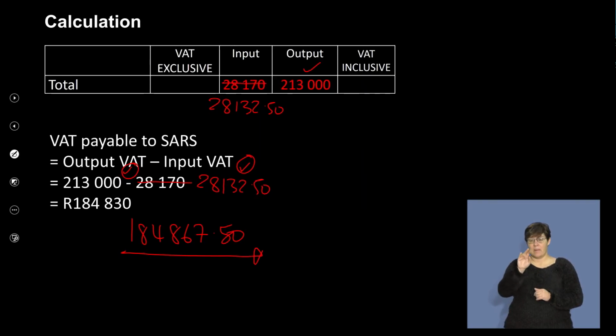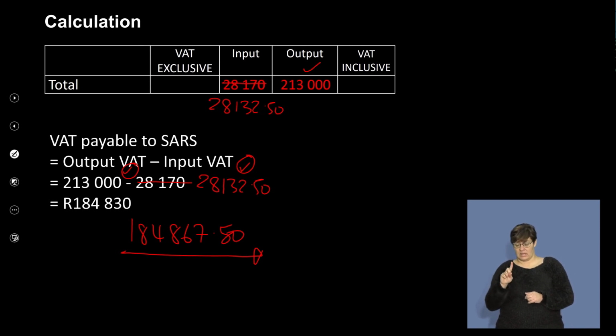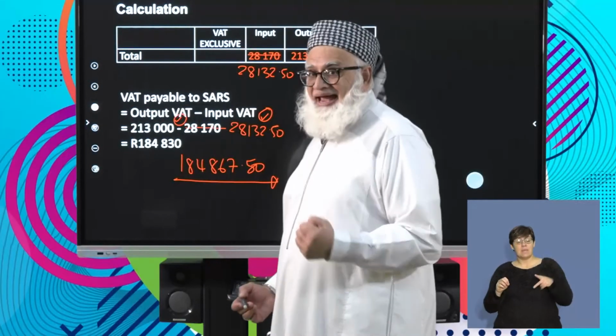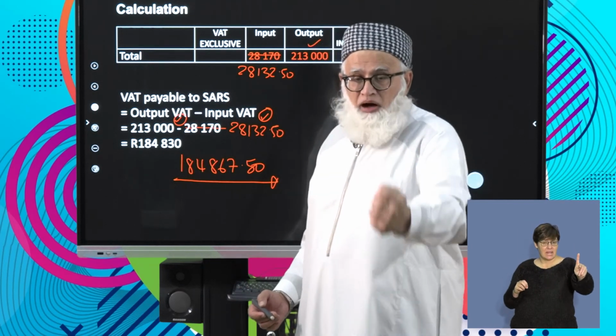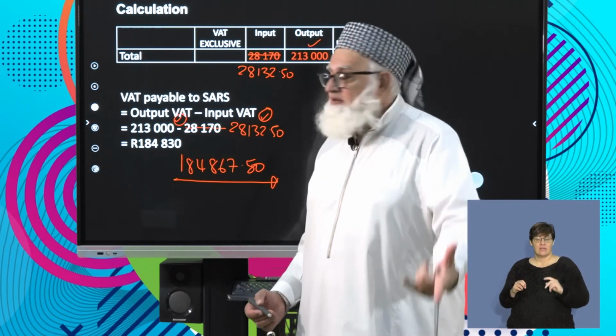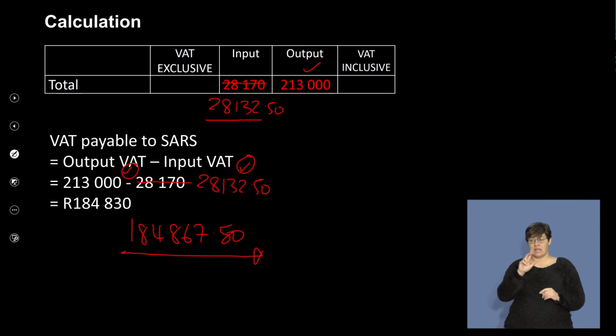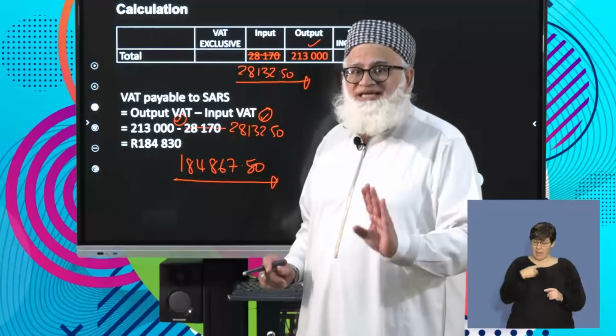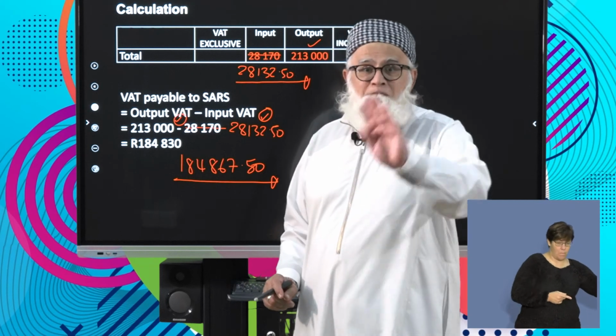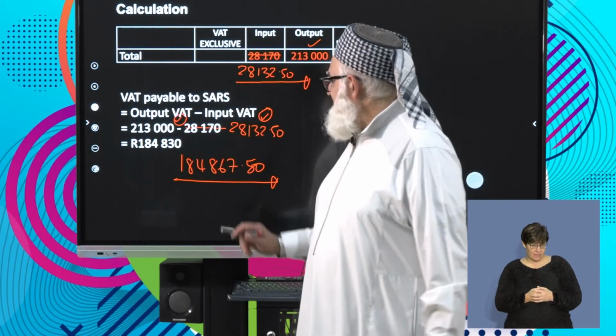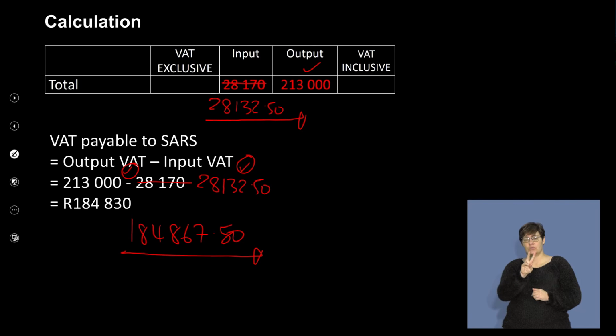213,000. You have collected on behalf of SARS an amount of 213,000. You can claim back from SARS the amount that you have paid, the input VAT of 28,132 Rand and 50 cents. Okay, now you contrast the one against the other in order to determine what's the final amount payable to SARS. Clearly you can see it's your 213,000.